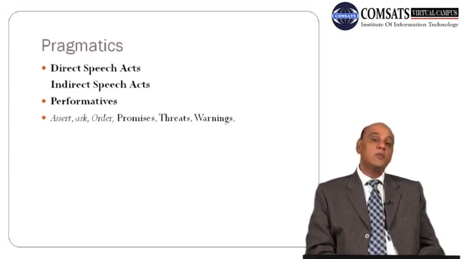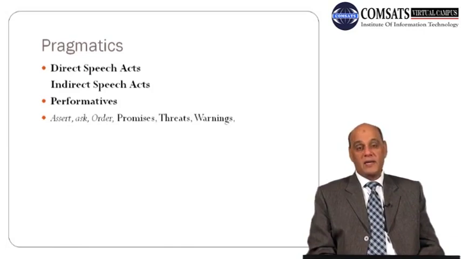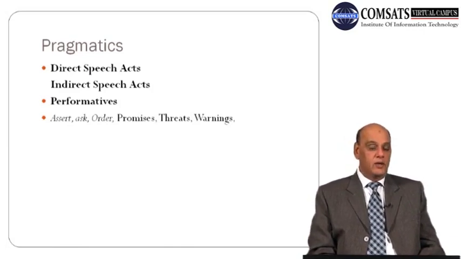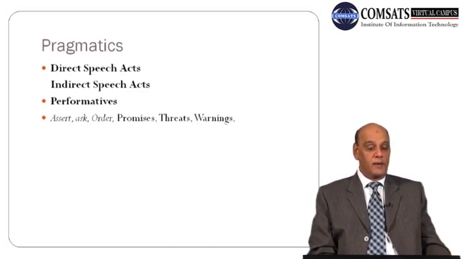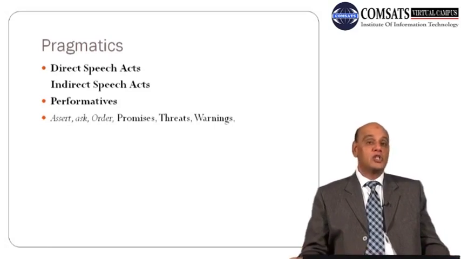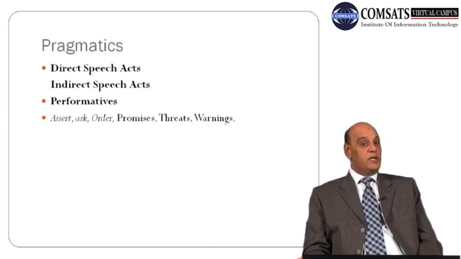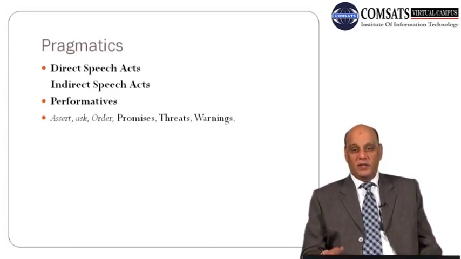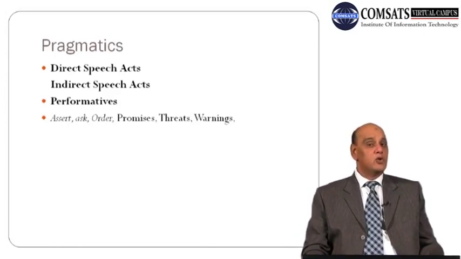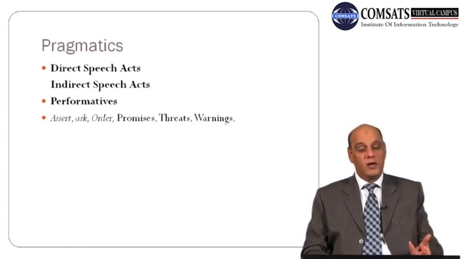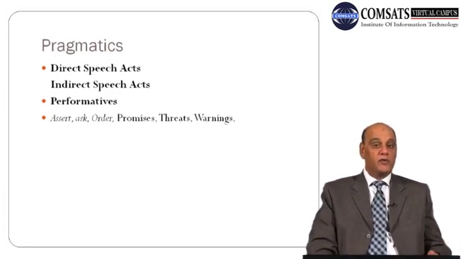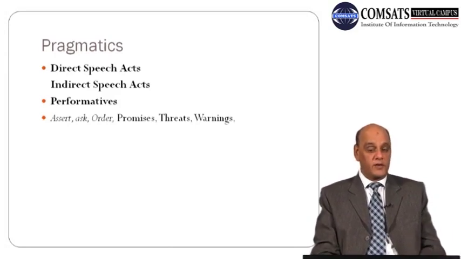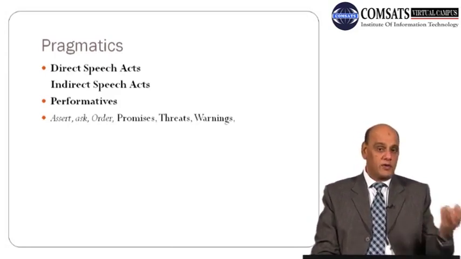Now, you can have many sentences for assertion. When you want to assert, you use a specific kind of sentence which shows that you are asserting. Asking questions is interrogative, again a kind of speech act that you perform. Giving orders, you use certain specific words. Promises, you make promises, you have special words for that. Threats, you have special words for that. Warnings, again, you have special words for that.